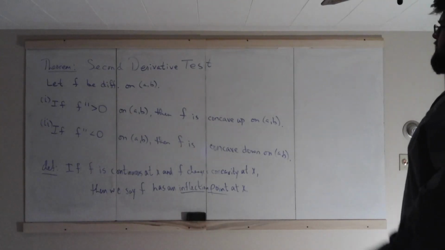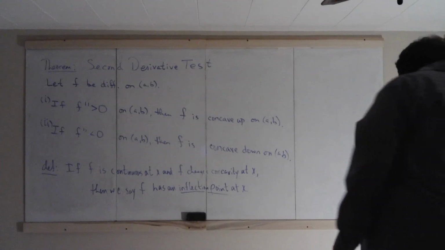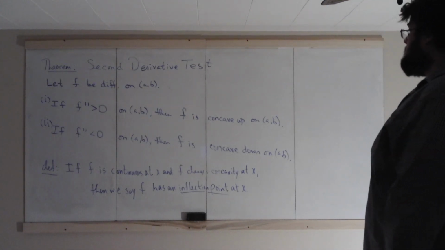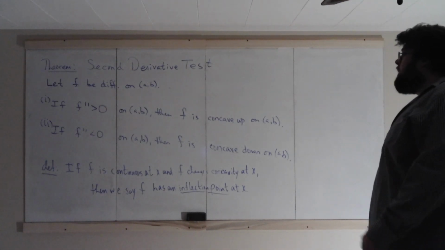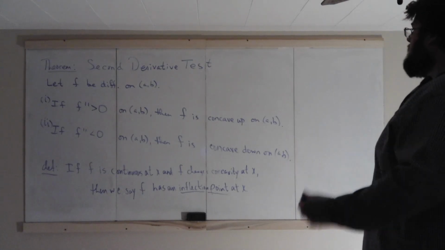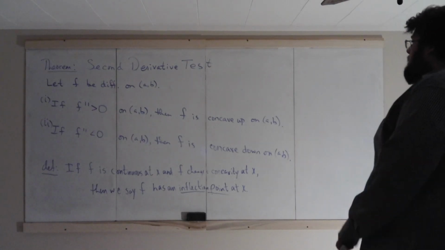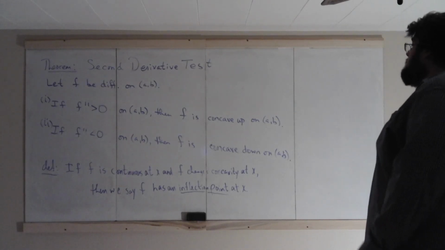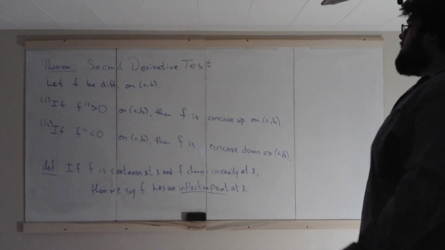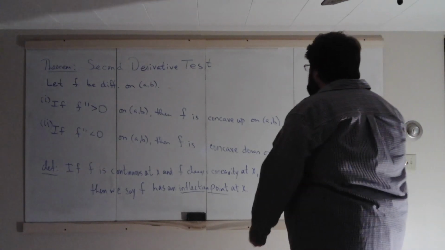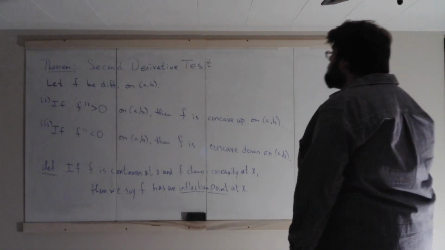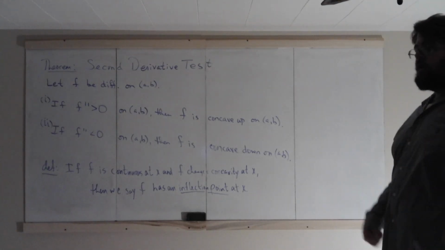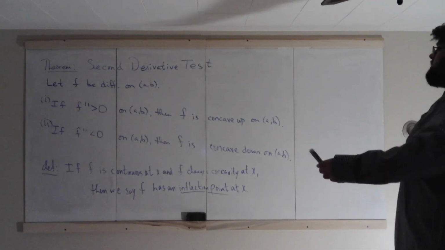The second derivative test. Let f be differentiable on a to b. Part 1, if the second derivative, f prime prime, is positive, then f is concave up. Part 2, if the second derivative, f prime prime, is negative, then f is concave down. And you can see how this parallels the first derivative test. All we're doing here is applying that third corollary of the mean value theorem to the second derivative.